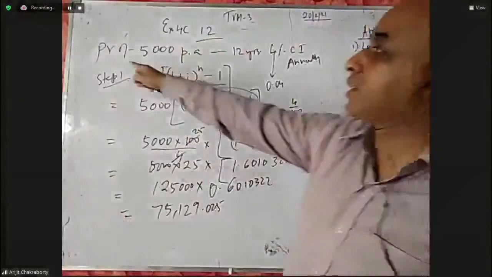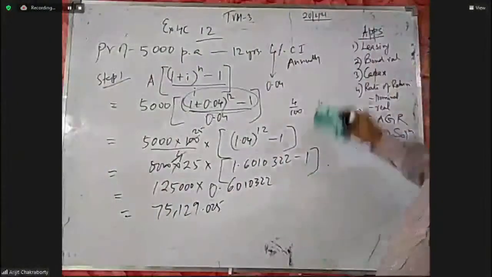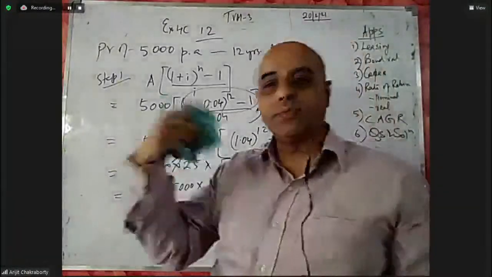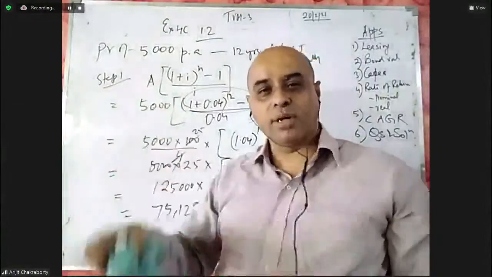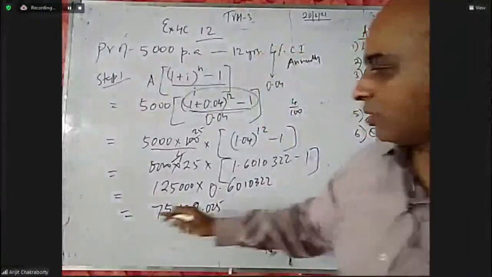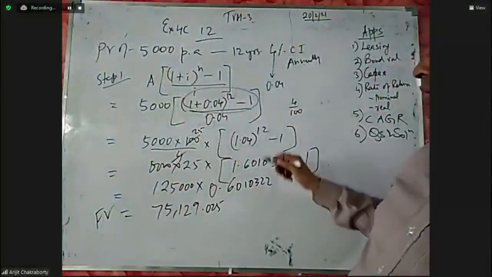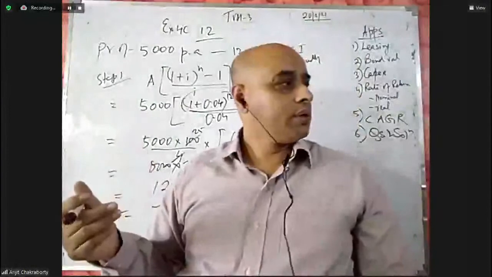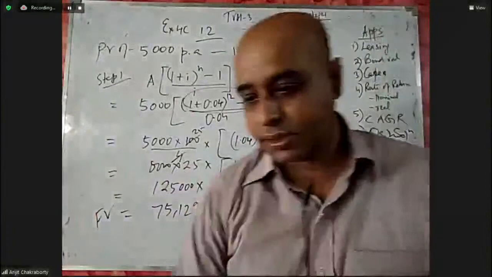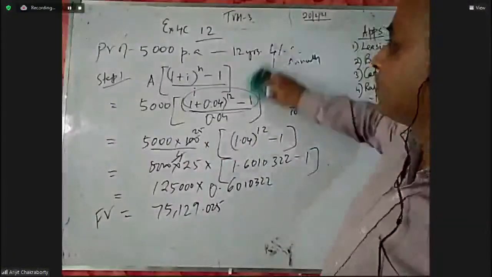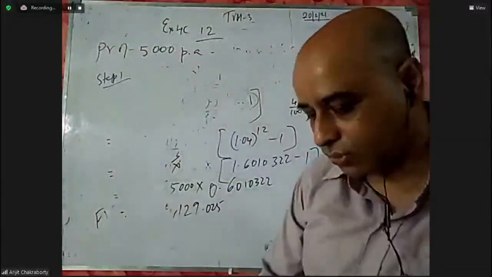Now you have to find the present value. So what we do here is find the present value. And present value, you know, is nothing but the future value divided by 1 plus I to the power n. So in this way we have got the future value. So 5,000 every year, after factoring the interest, the total amount will be 75,129 in 12 years.